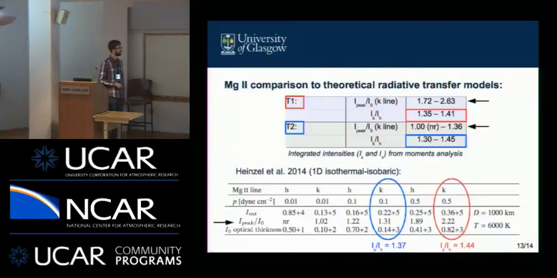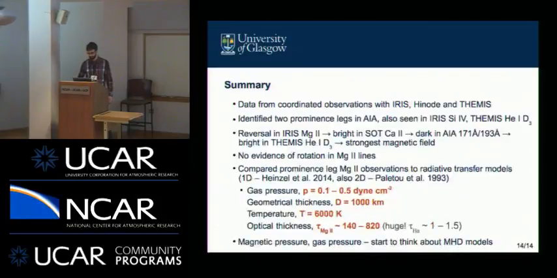So that's all of the slides that I have. Let me put up a quick summary. We've got this lovely coordinated observation where we see reversal in IRIS, brightenings in SOT, dark structure in AIA coronal filters, bright in THEMIS helium I, and a strong magnetic field. We have no evidence of rotation in the magnesium II lines, and we've compared this with radiative transfer models.